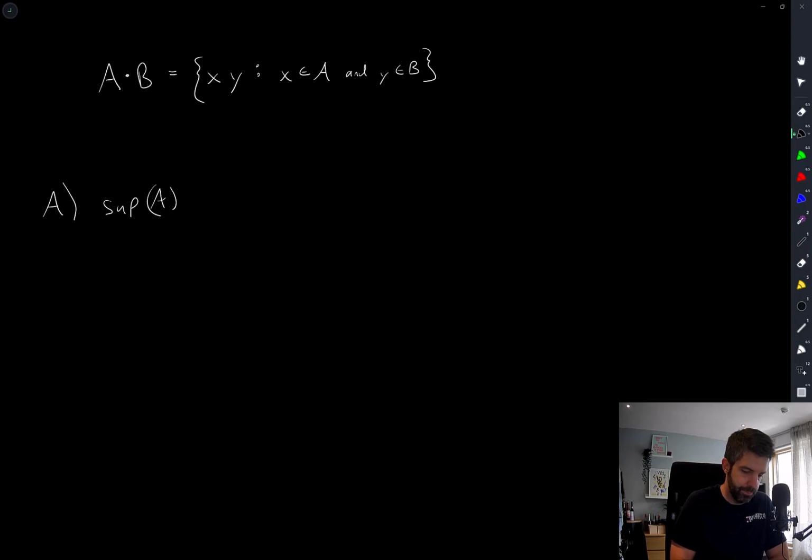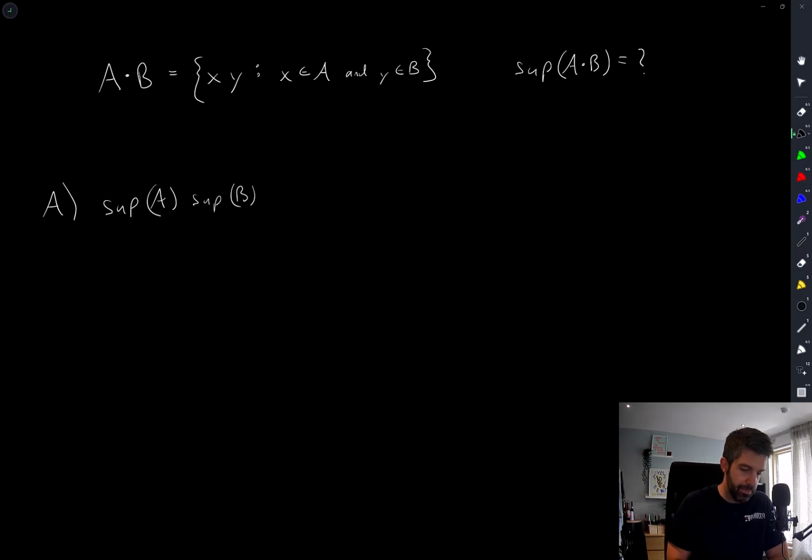So if we look at option A, well, before doing this, let me write down A dot B is equal to the set of all numbers formed by products of things in A and B. Okay, so the reason that option A is incorrect, I guess the question itself is asking for the supremum of this set equals what?